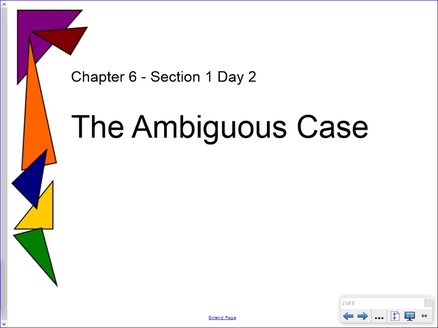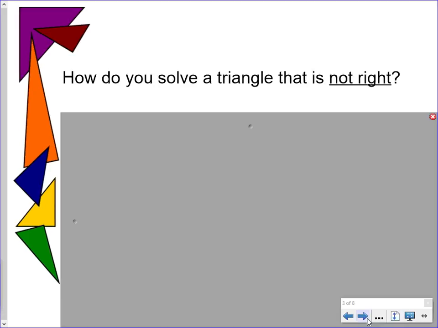The ambiguous case only happens with the law of sines, which we began on Friday or Thursday of last week. So the only time that you'll have to really worry about ambiguous cases is with the law of sines. And I'm actually going to go to the next slide.